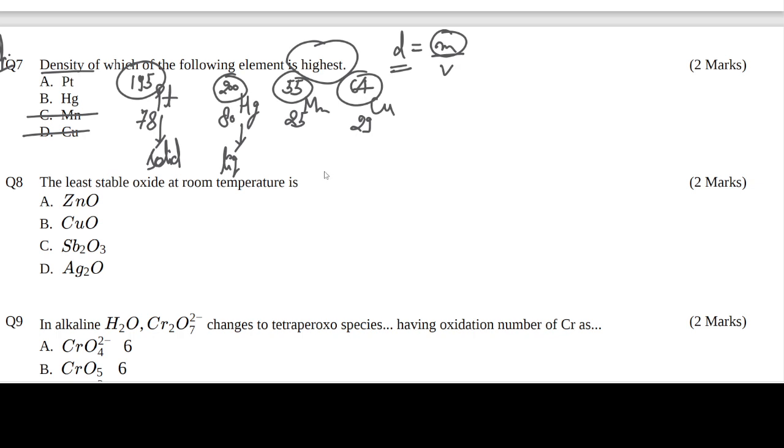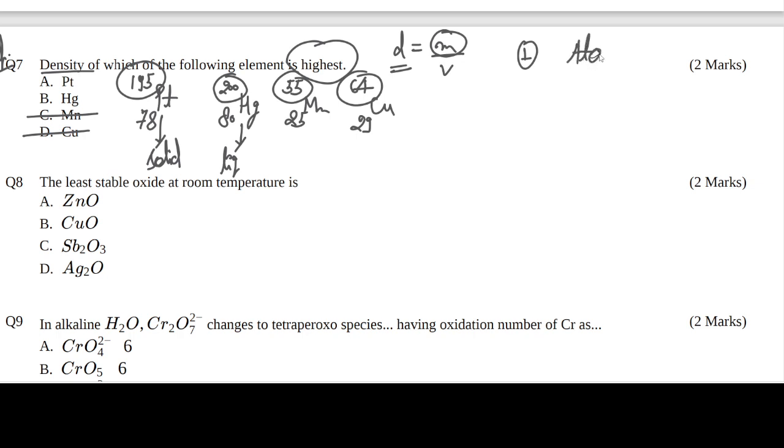Okay, so you can say that mercury has the higher mass, so it should be highly dense. Density of mercury should be higher than platinum, but this is not the case, because there are some other things that you can consider while doing this. You can consider their mass.